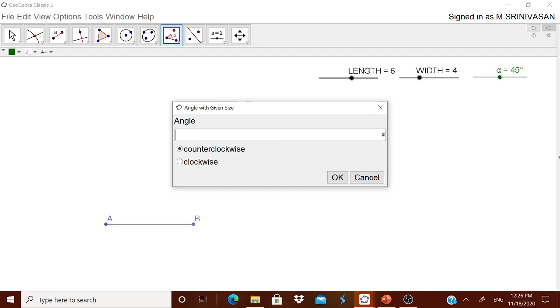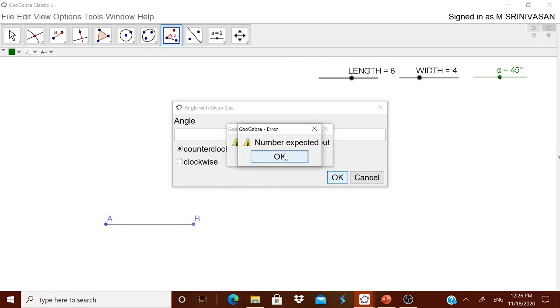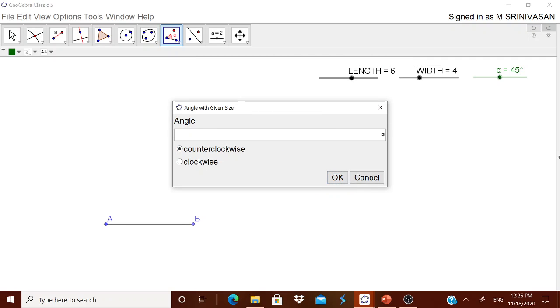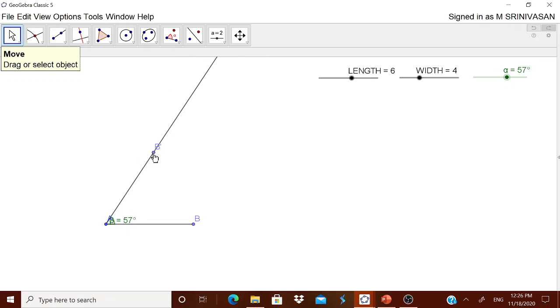Here I think you already know what you have to do. I will take alpha as the angle. Now I got alpha. You can draw it or leave it as you want. Now I think you can have the ray over here. Now by changing this alpha, I can move it anywhere I want.